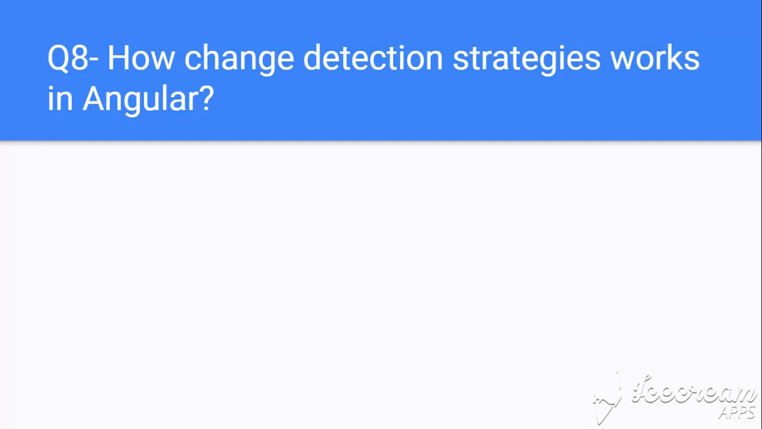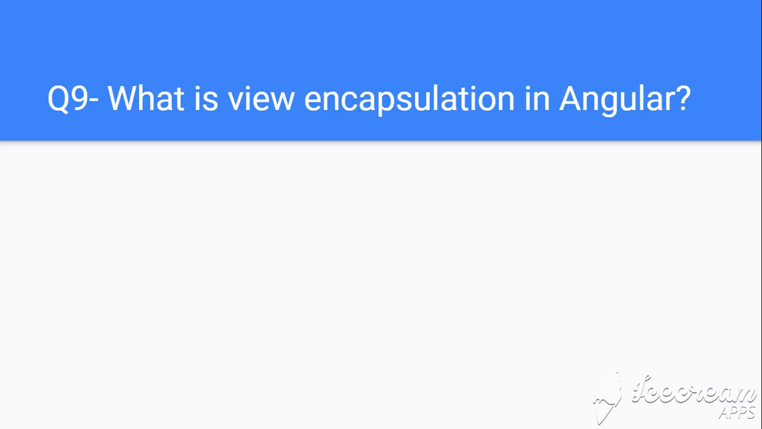Alright, let's move to question 8. How does the change detection strategy work in Angular? This is again a very important one, where you should know how change detection strategy works. Okay, let's move to question 9. What is view encapsulation in Angular? If you are working on an Angular component and have an issue with styling, where global and single component styles overlap each other, then you should know the concept called view encapsulation.